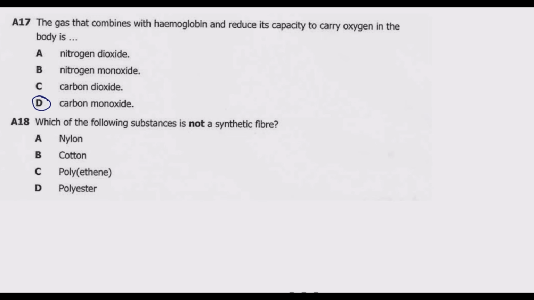So ideally, hemoglobin in our blood tends to react more easily with carbon monoxide than it does with carbon dioxide. So that ends the case. Look at question 18. Which of the following substances is not a synthetic fiber?